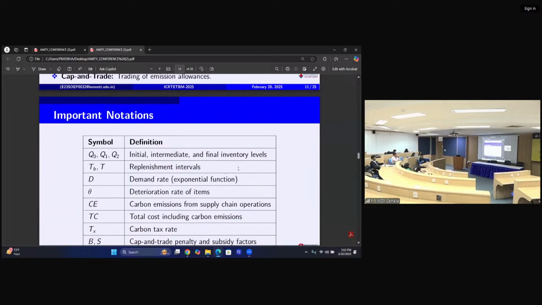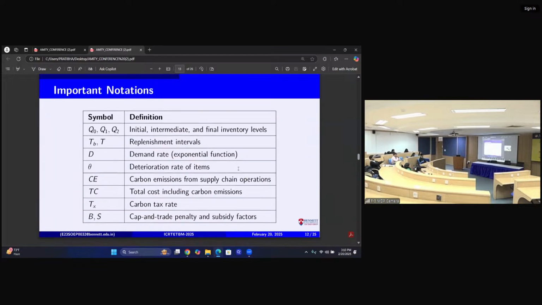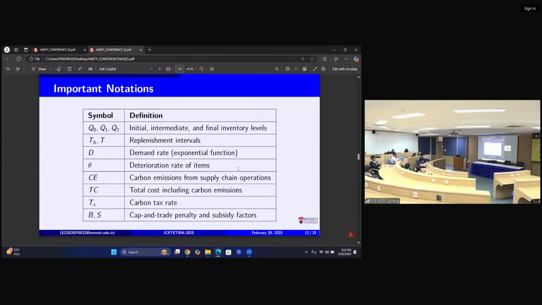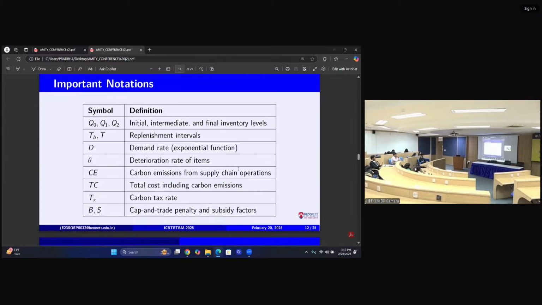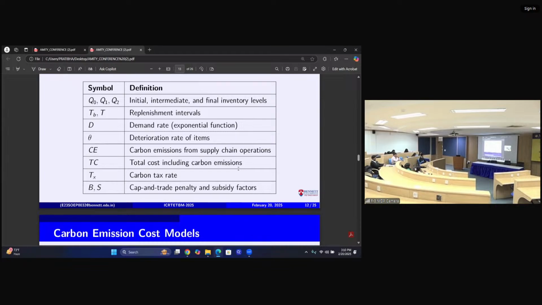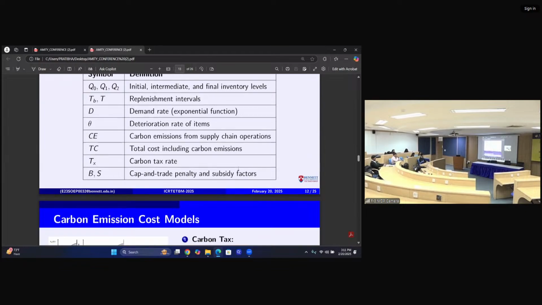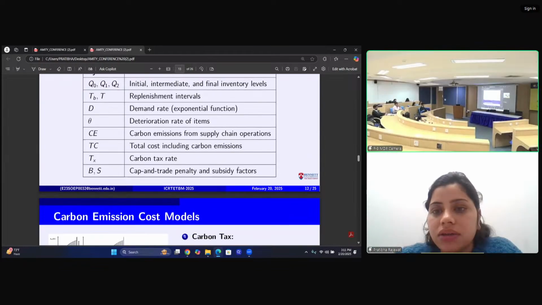These are the important notations: Q0, Q1, Q2. Q0 is the initial inventory level, Q1 is the intermediate inventory level, and Q2 is the final inventory level. D is the demand rate, theta is the deterioration rate, TC is the total cost including carbon, TX is the carbon tax rate, and CE is the carbon emission in the supply chain operations.